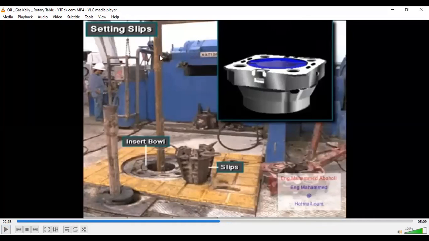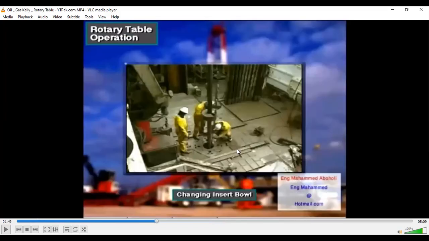Okay, and now in this case, these are the slips. We will talk about slips later on, and for now, let's just talk about the rotation and the rotary system. So this part here is rotated through the taper of the back of the slip, and the insert bowl can hold it. So this is the rig floor.